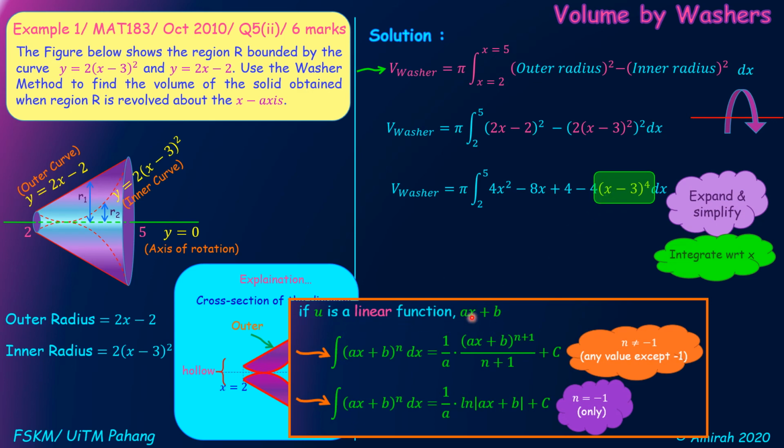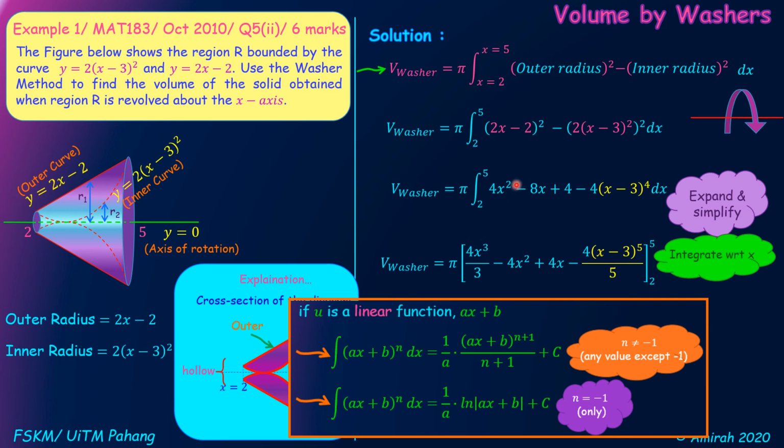In this case, our a equals 1 and our b equals negative 3. So if we have a linear function to the power of any value except negative 1, we can use this formula: 1 over a, the coefficient of x, which is 1 over 1, times the linear function to the power of 4 plus 1, over 4 plus 1. Or we can use u substitution, u equals x minus 3.